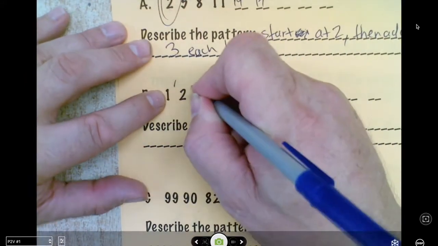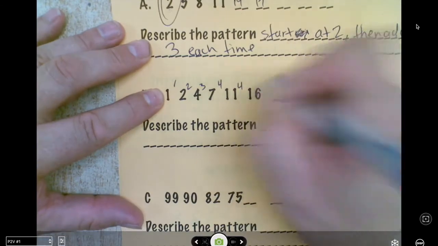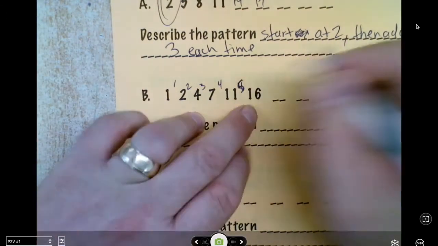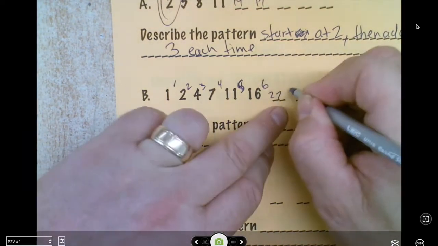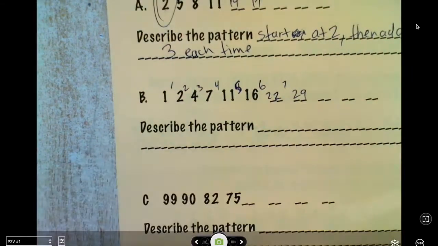Let's take a look down here. Difference of 1, then difference of 2, then difference of 3, difference of 4, difference of 5. So that would mean difference of 6 would come here. And that means I'd have 22. Then a difference of 7, that would mean 29, etc., etc.